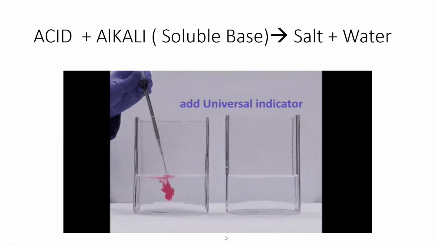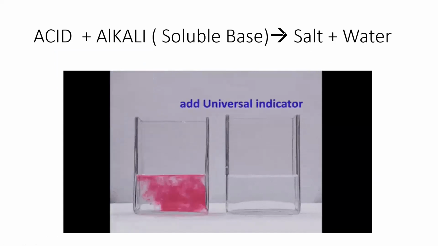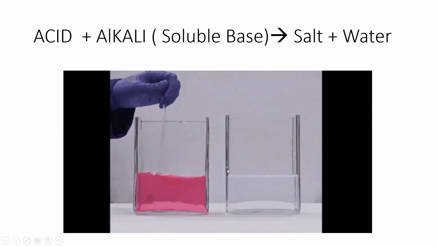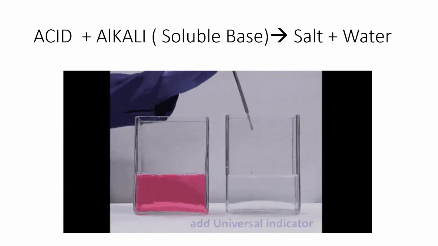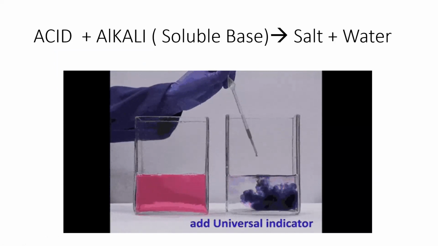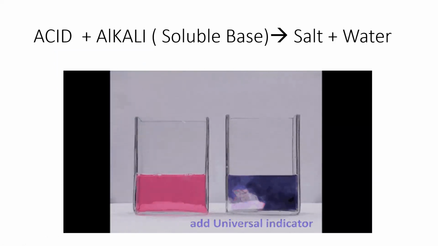Soluble base means alkali. Whenever acid reacts with a base, it forms salt and water. But what is the problem here compared to the other examples? Acid and alkali both are colorless. In the previous example, one of the substances was solid, so we could identify when the reaction was completed, because the solid will not react further. But in this case, what is the problem? Both the acid and the alkali are solutions.